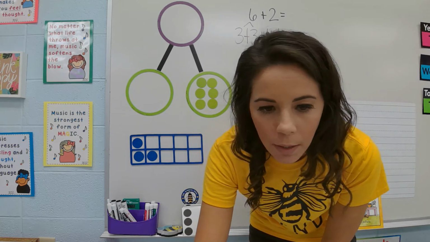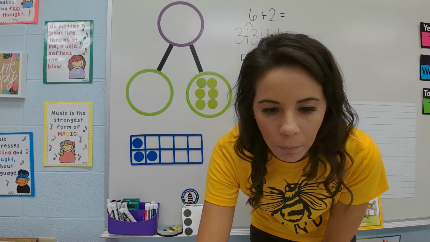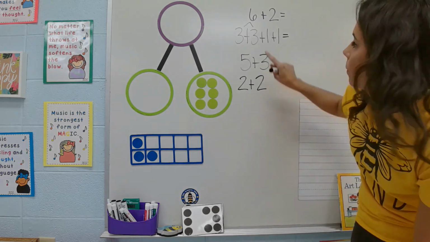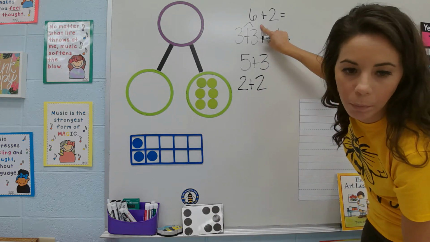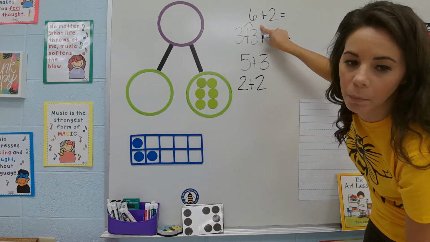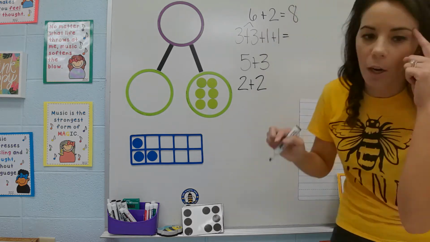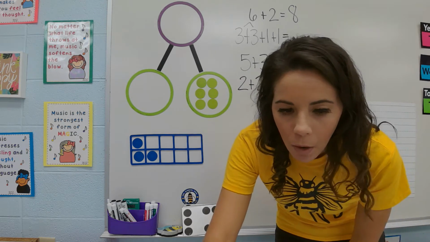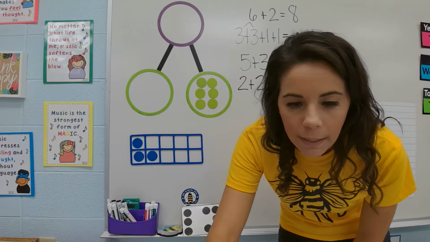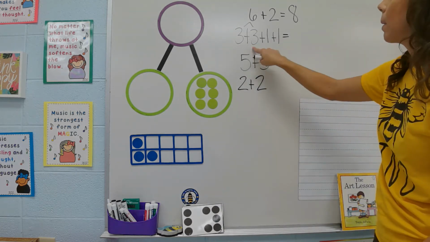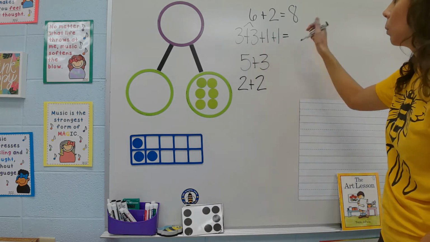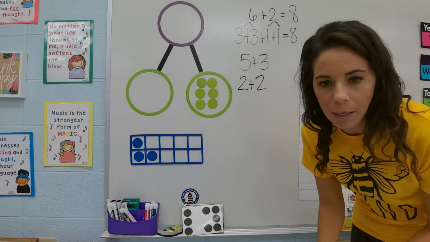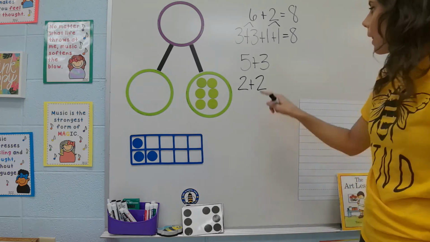All right, Taylor, go ahead. 6 plus 2 equals 8. Great job. We put 6 in our head and we count up 7, 8. All right, thank you, Taylor. That is the same as 3 plus 3 plus 1 plus 1. That's going to equal 8 too. We just solved it using our doubles. Let's look at that next question.